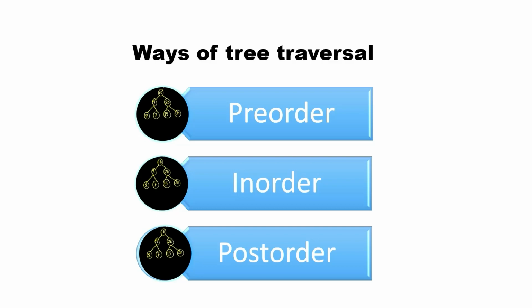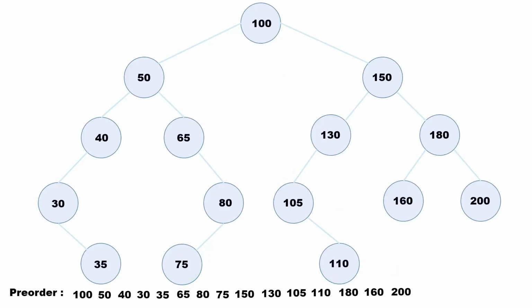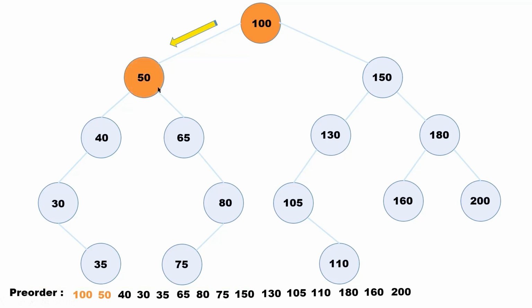Now I'm going to discuss pre-order traversal. In this traversal method, the root node is visited first, then the left part, and then the right part. In this example, we can see that 100 is the root, so it gets visited first. Then we move to the left subtree, where 50 is the root, so it gets visited next.